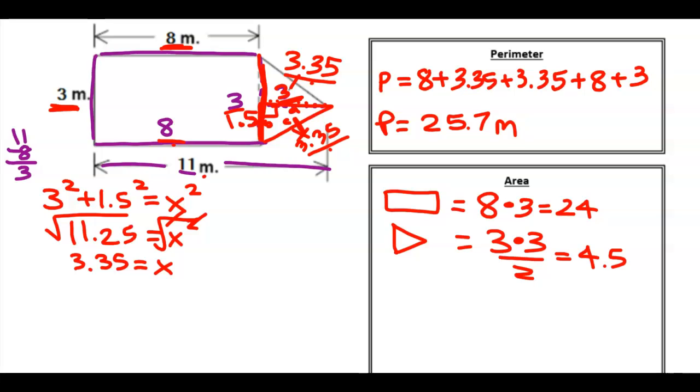Now, to get the composite, I'm going to add those two up. So the area equals 24 plus 4.5. What's 24 plus 4.5? 28.5, and what are my units of measure? Meters. Is it? It is squared, because area is always two-dimensional, it's always squared.